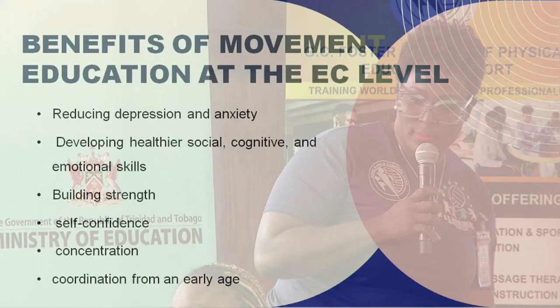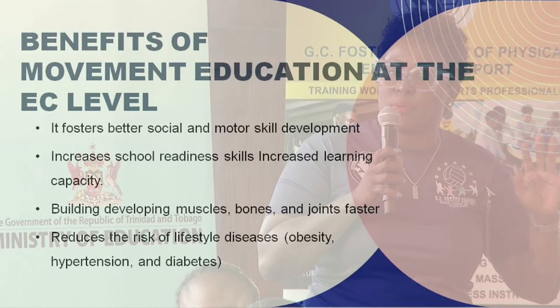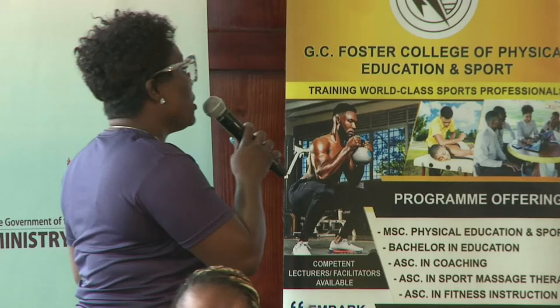All right, so it also fosters better social and motor skills. We spoke about the social skills, now the motor skills. We know that particularly we want to improve their fine and gross motor skills at this area. So whatever activities we do, we have to create ones where they're using their hands, right? And we know the gross motor skills, we're using the bigger muscles. So the running, the galloping, and also using equipment to bring about motor skill development is important.